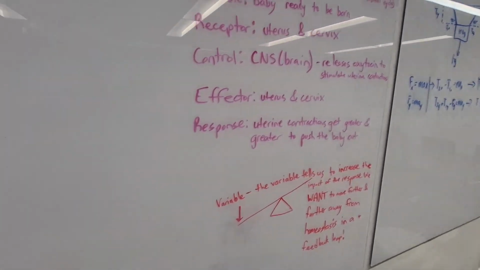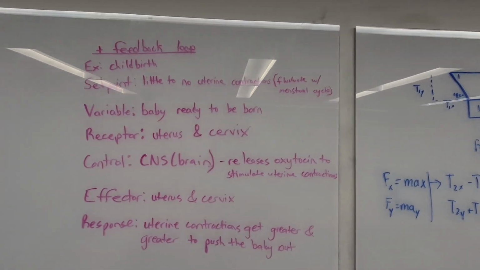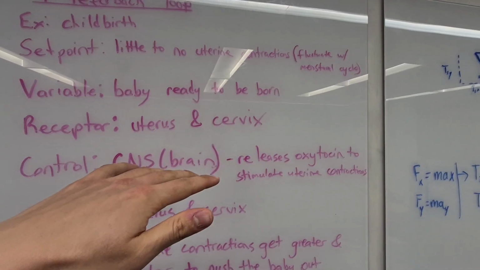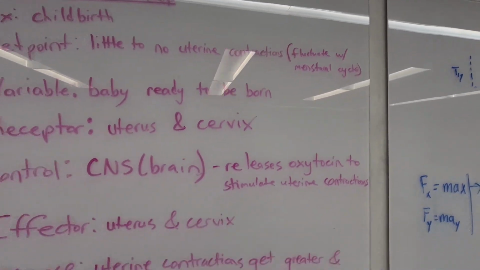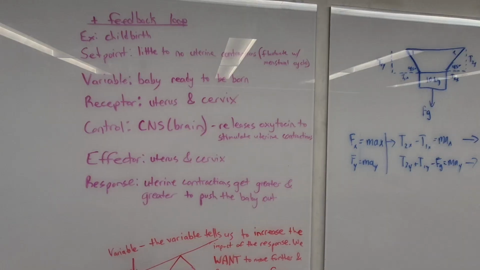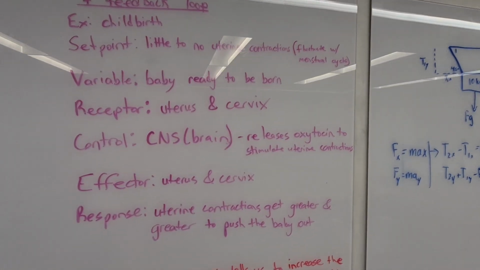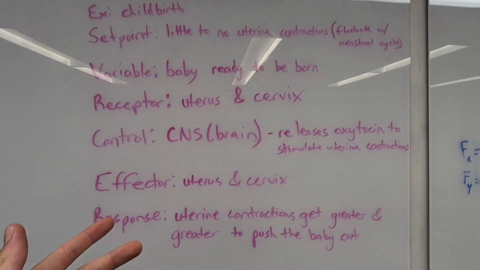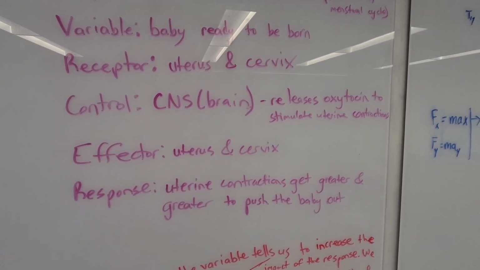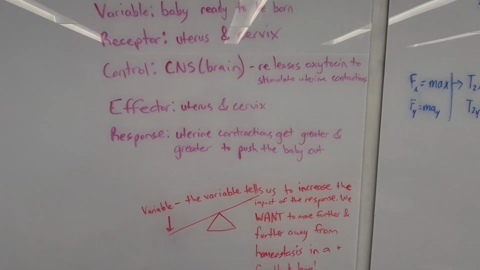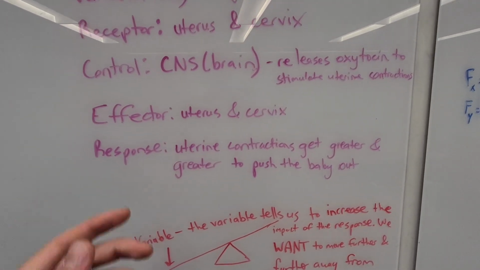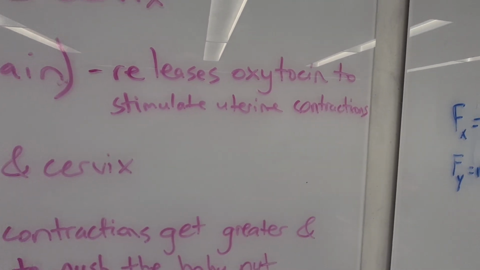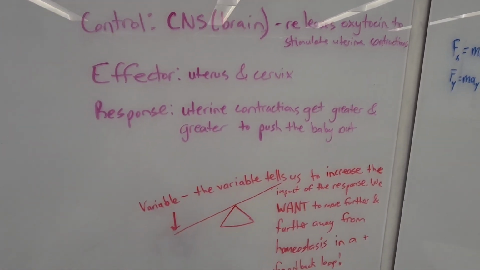So the biggest example of that is childbirth, right? With childbirth, we have our set point, uterine contractions, which are usually little to none. They fluctuate with the menstrual cycle, but usually when you're not giving birth, there's not going to be many uterine contractions. Our variable is the baby that is ready to be born. The receptor would be the uterus and the cervix, which are going to contract to push the baby out. Our control is our brain, and the brain is going to release oxytocin to stimulate increased uterine contractions, right?